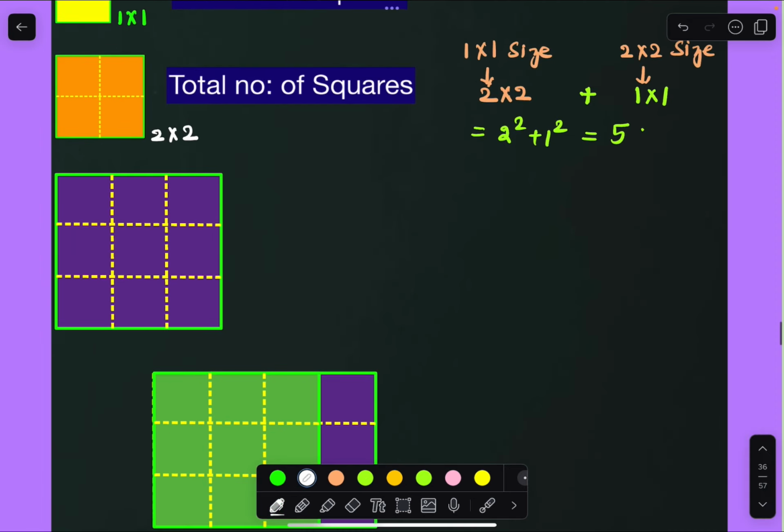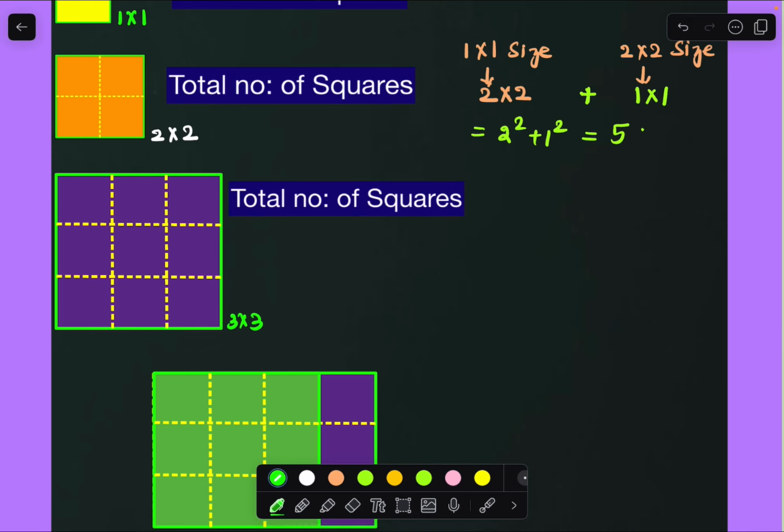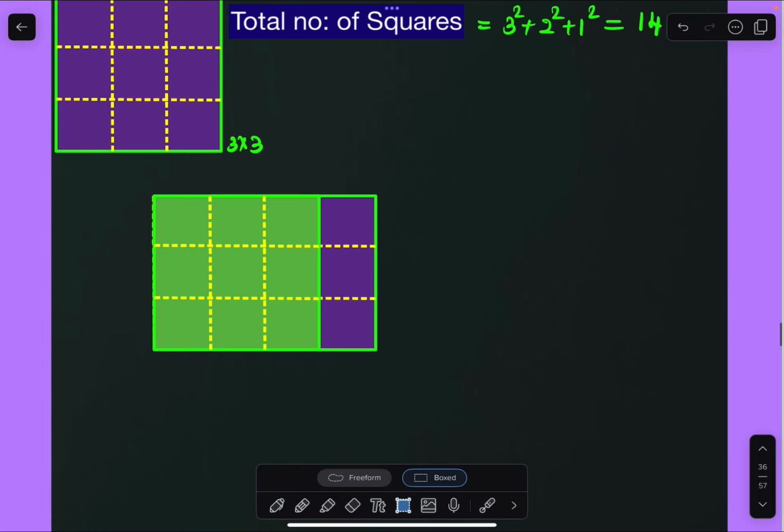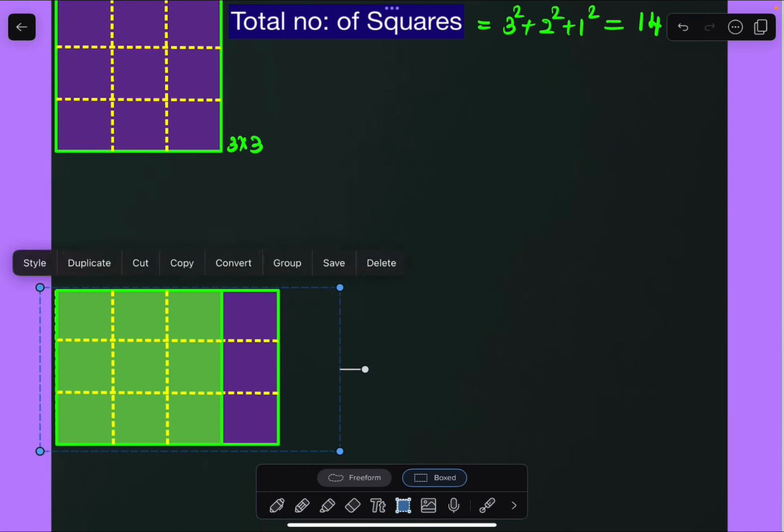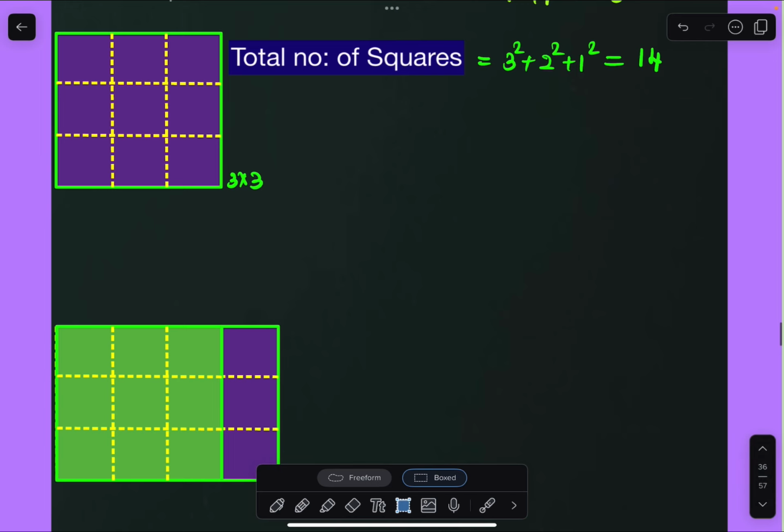Now I want here the total number of squares, right? How many total squares are there in this grid? I want to calculate it here. We can use the formula directly, right? 3 square plus 2 square plus 1 square we will get, which is nothing but 9 plus 4 is 13, 13 plus 1, 14 we can get. We can count normally also. This is a technique, right?